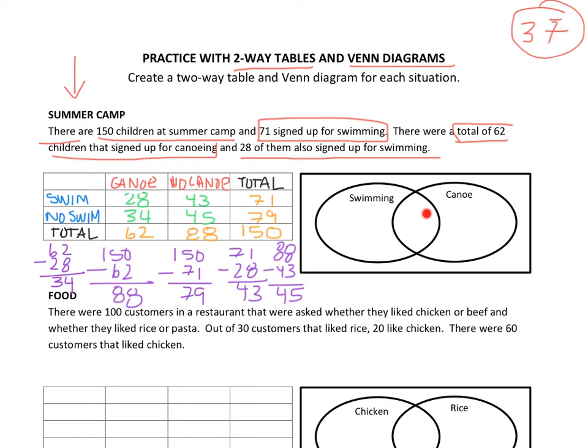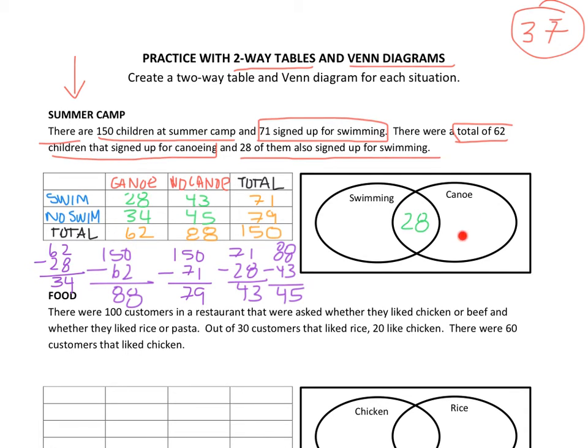The number in here is where I like to always start, and this is the overlap, or the intersection, of kids who want to swim and canoe. So I'm going to have to look at my two-way table to find kids who want to canoe and want to swim. How many kids is that? 28. 28 kids want to canoe and swim.